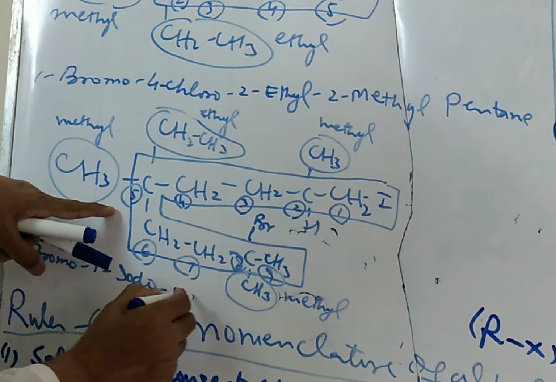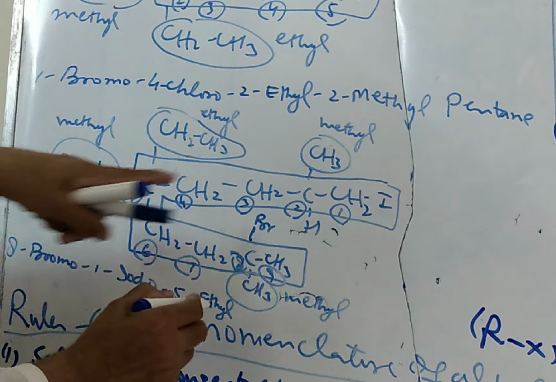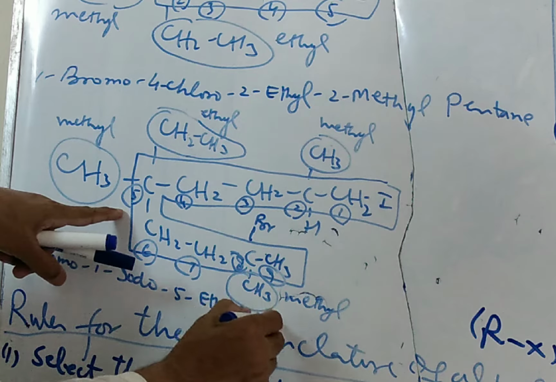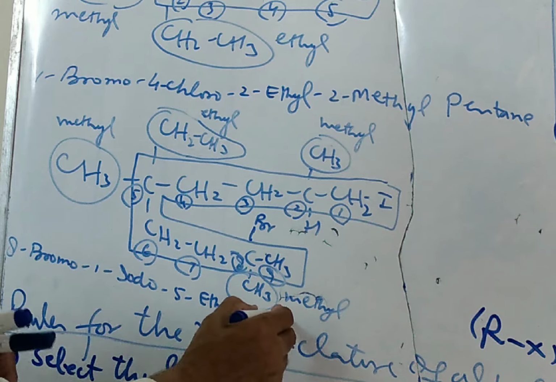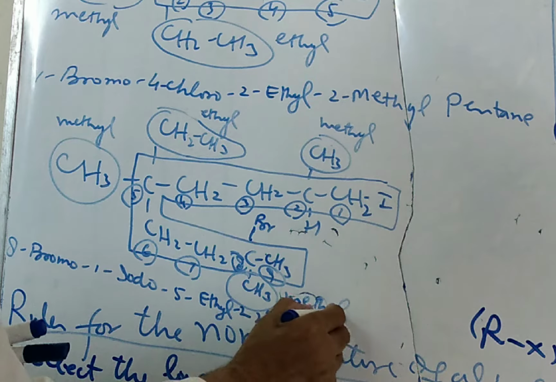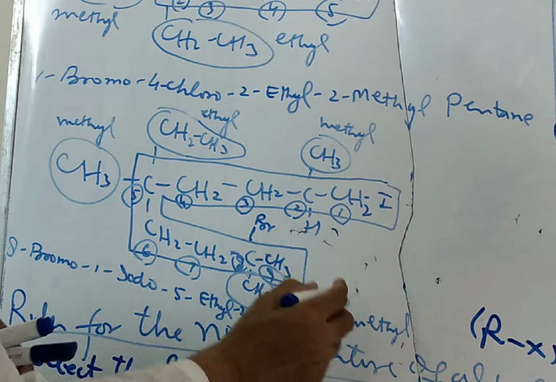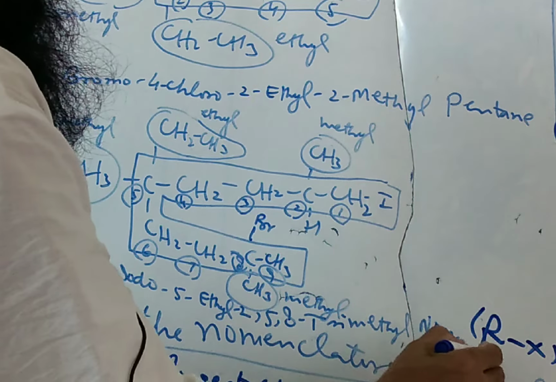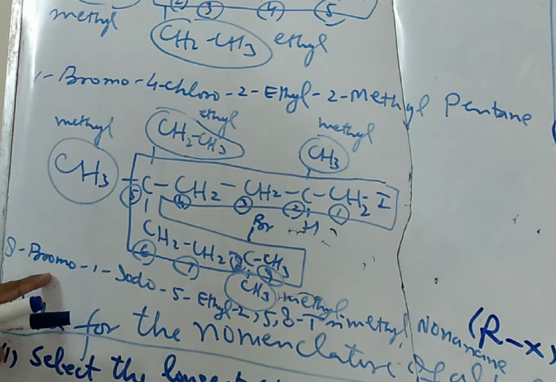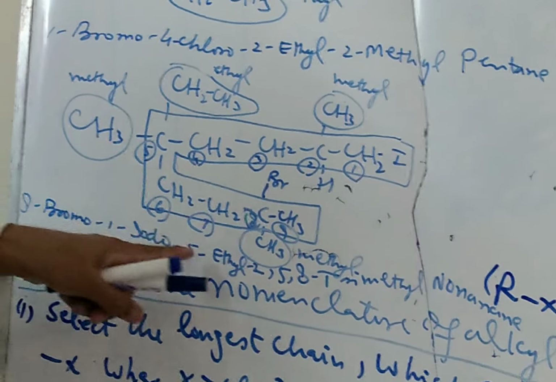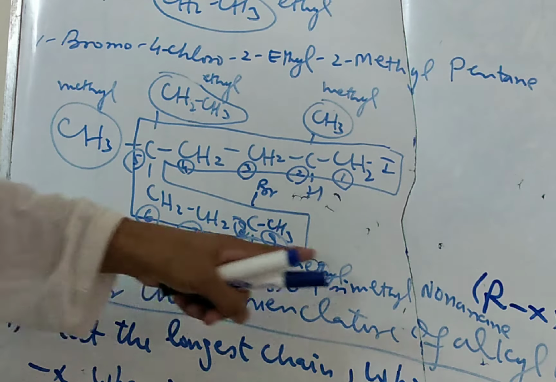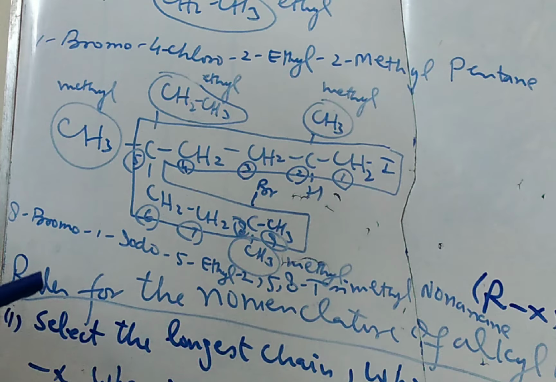the 5-ethyl, and then 2, 5, 8, this is the trimethyl, and the parent chain 9, that is the nonane. So the 8-bromo, 1-iodo, 5-ethyl, and then 2,5,8-trimethyl nonane. This is the nomenclature of the alkyl halide.